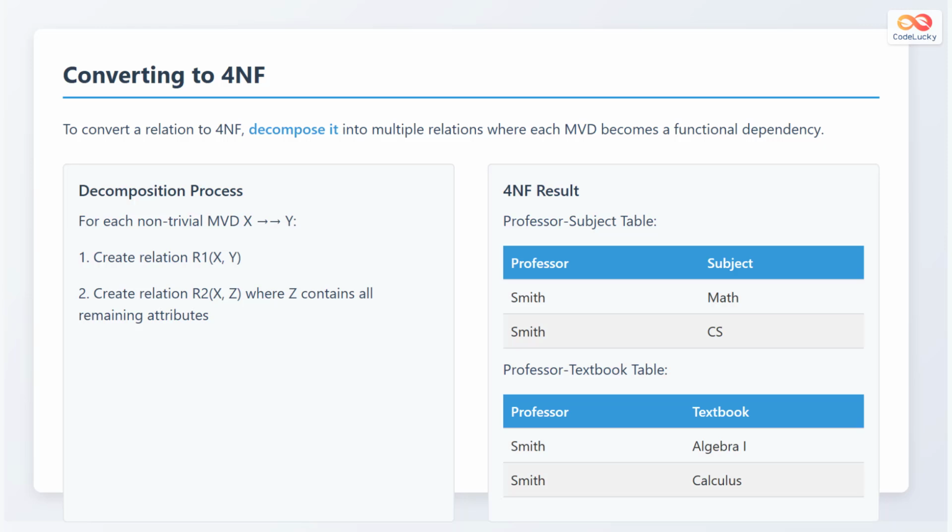To convert a relation to 4NF, decompose it into multiple relations where each MVD becomes a functional dependency. For each non-trivial MVD, X →→ Y, create relation R1 with attributes X and Y. Create relation R2 with attributes X and Z, where Z contains all remaining attributes. Here's the 4NF result. We have a professor-subject table with professor and subject, for example, Smith teaches math and Smith teaches computer science. We also have a professor-textbook table with professor and textbook. For example, Smith uses Algebra 1 and Smith uses Calculus.